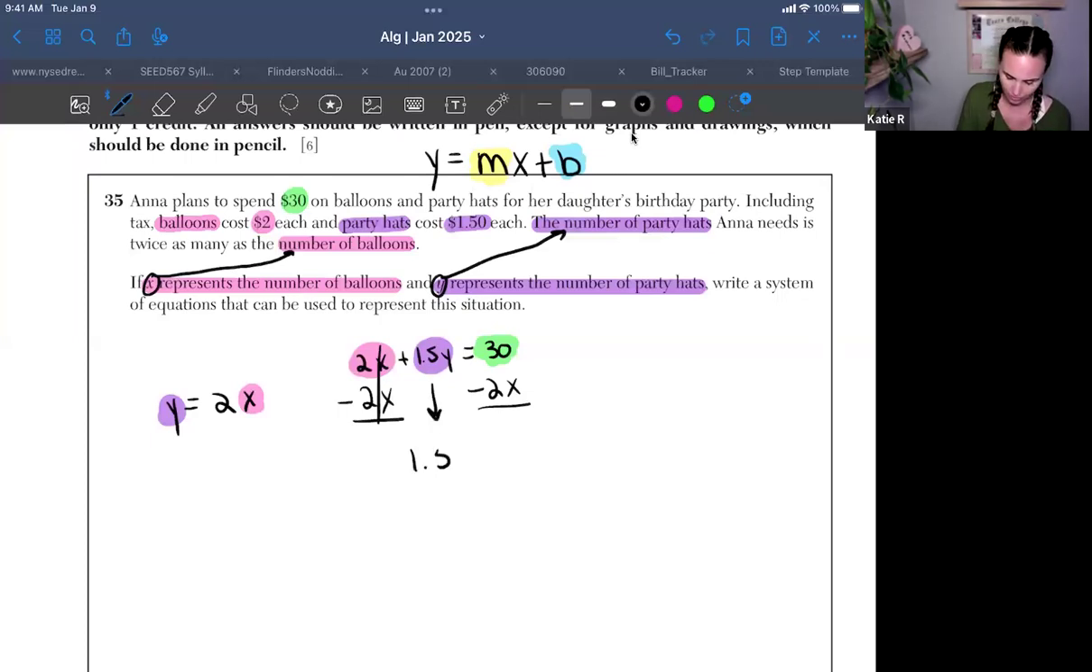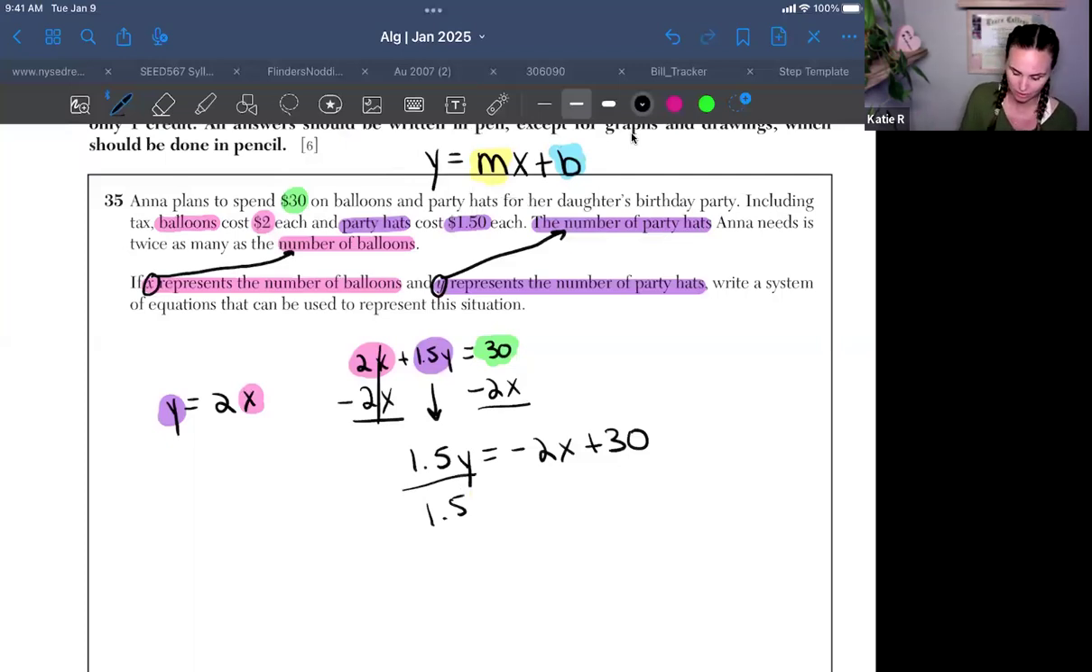We're going to bring down the 1.5y. That gives us 1.5y equals negative 2x plus 30. And the reason I wrote it that way instead of 30 minus 2x is because I want it to look like this. So we're not done yet, we're close. But now is when we want the y on the left side of the equal sign by itself, not with any negatives, not with any numbers at all, just completely by itself, y.